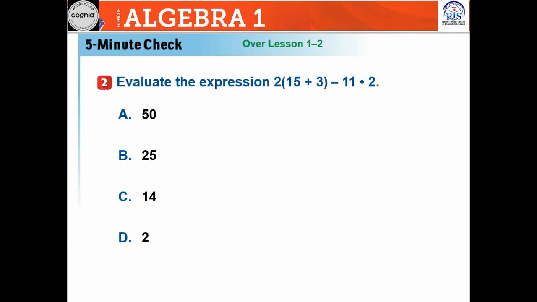Here it is the same. I have a bracket, I have addition, multiplication. Which one do we do first? First we do the brackets. I must do 15 plus 3. Then I multiply it by 2. Then I do 11 times 2. Then I find the final answer, which is 14.